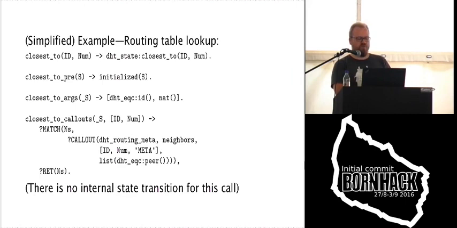The precondition for doing this is that we must be in some state S which is initialized. So we're not allowed to do this closest-to call unless the state engine has been initialized. One of the first things the state system will do is initialize the states, the distributed hash tables, the routing table state system, and then it'll be in an initialized state.